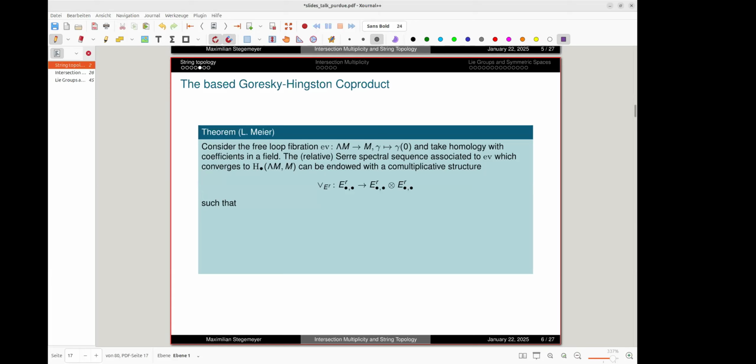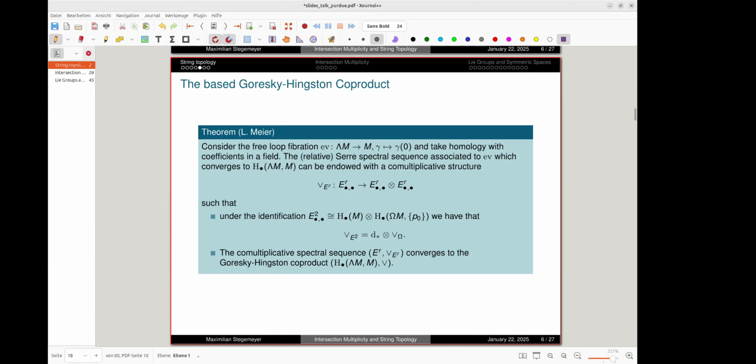Then of course to this free loop fibration we have an associated Serre spectral sequence, and because we're dealing with relative homology, you need a certain relative version. This can be done, and indeed it converges to this relative homology, and this can be endowed with a co-multiplicative structure. I don't want to say what the co-multiplicative spectral sequence is, but it's exactly what you expect it to be. So on each page of the spectral sequence we get coproducts, and there are also some degree shifts happening here, but I don't want to go too much into the details.